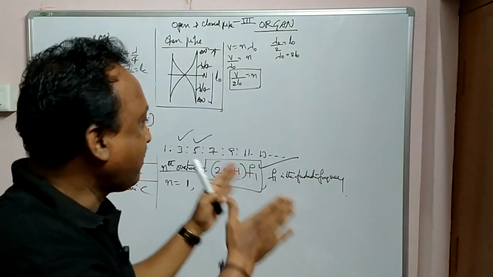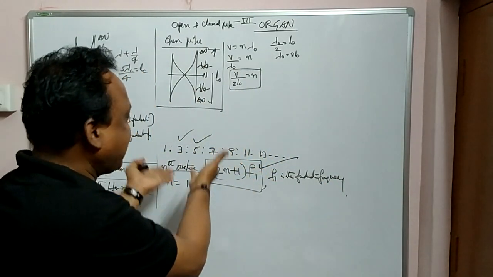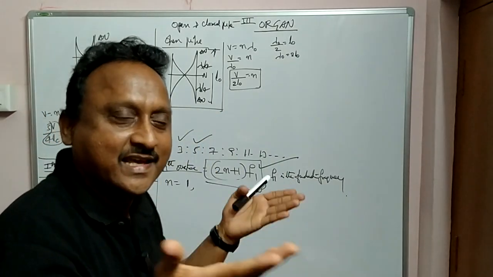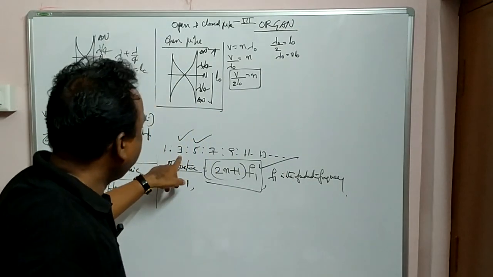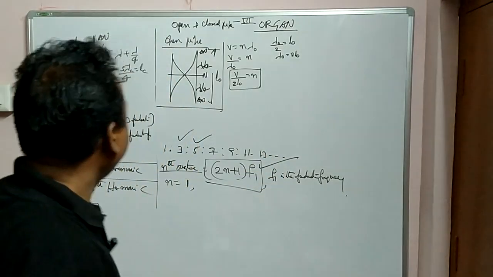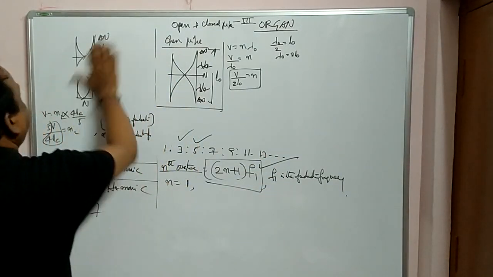So here what you are getting? Odd numbers are getting, even numbers are missing. Here you are getting 1, 3, 5. Odd numbers are getting, and the even numbers 2, 4, 6 are all missing here. So that is the closed pipe. Clear? Now let us go to open pipe.